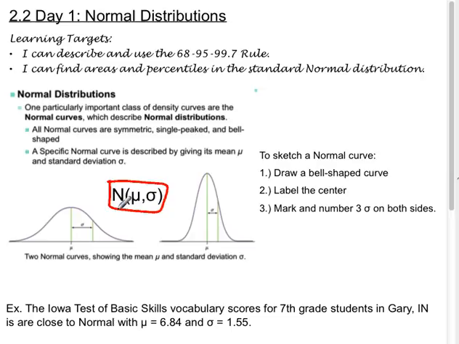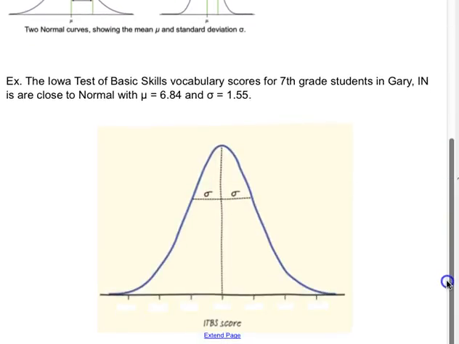So if you ever want to sketch a normal curve, okay, just draw a bell-shaped curve. You want to label what the center is, the 3 standard deviations on either side of it, okay? So for example, the Iowa Test of Basic Skills vocabulary scores for 7th graders in Indiana are close to normal with mu or mean of 6.84 and standard deviation of 1.55. Or again, you can notate that as normal with a mean of 6.84, standard deviation of 1.55.